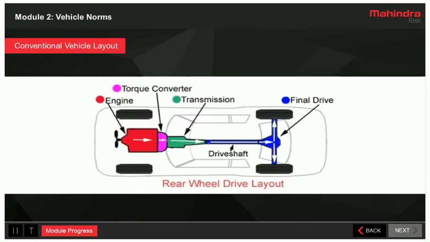Conventional vehicle layout is the front engine, rear-wheel drive layout. Here, the engine is located at the front and the rear wheels are powered.